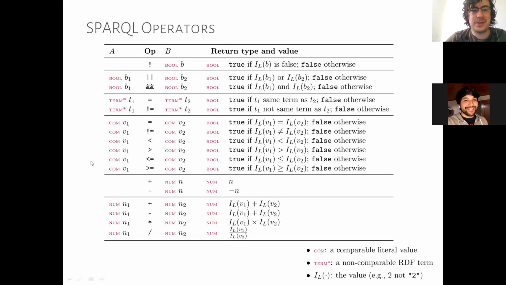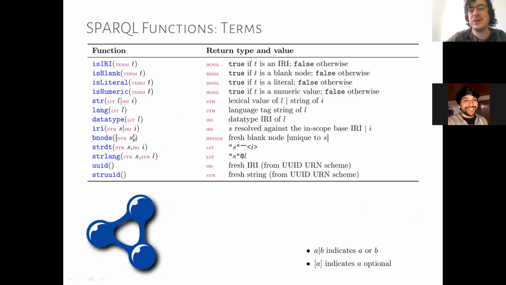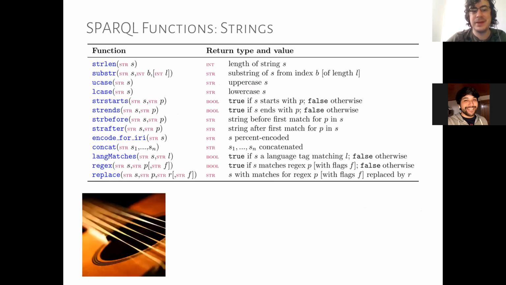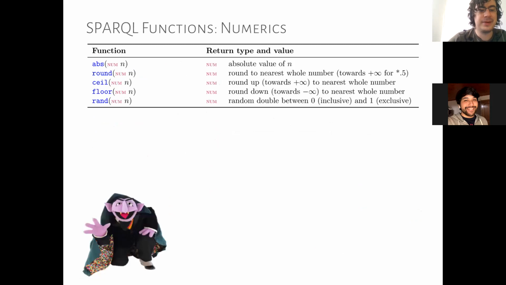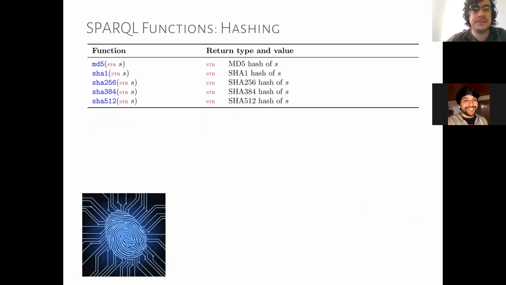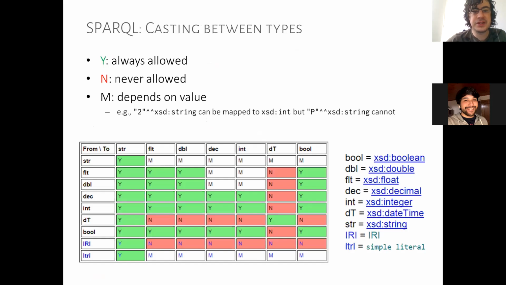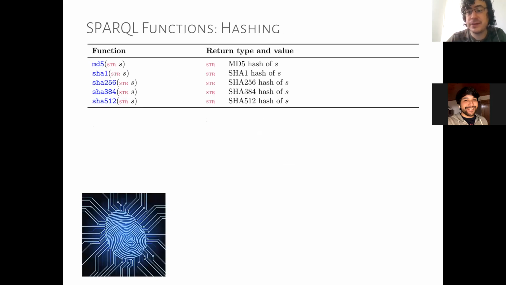The most common ones are probably these operators here, your typical less than, equals, or, and, but oftentimes you might also use, for example, some of the string functions, or some of the numerics. So as a general flavor, any questions or thoughts about that?